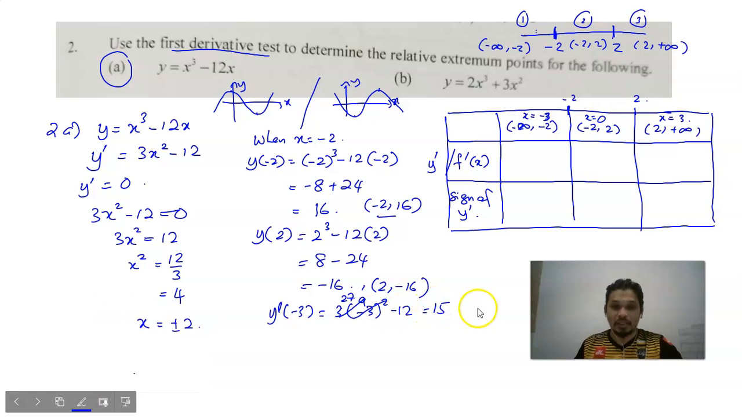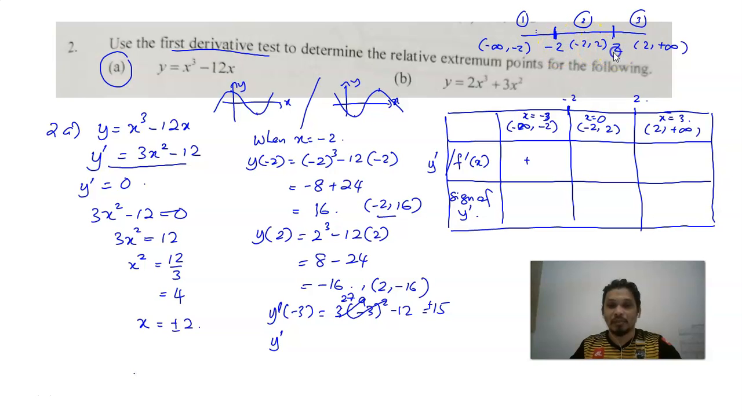Which is 15, meaning the value of this is positive 15. And then y prime where x equals 0. You may choose negative 1 or 1, because any number that lies between negative 2 and 2 works, but to make our life easier, choose 0. So when x is 0, 3 times 0 squared minus 12 equals negative 12.